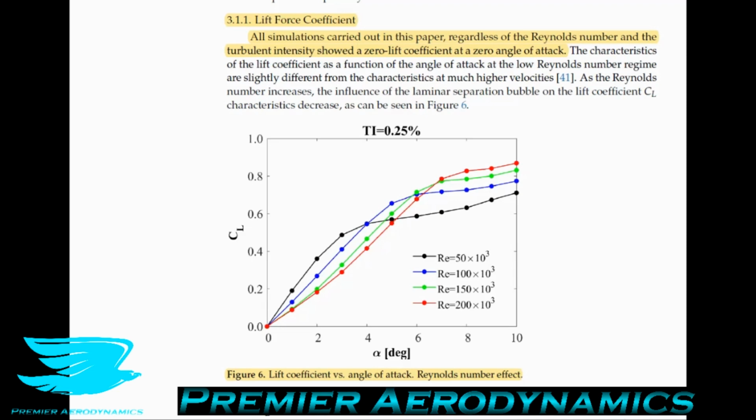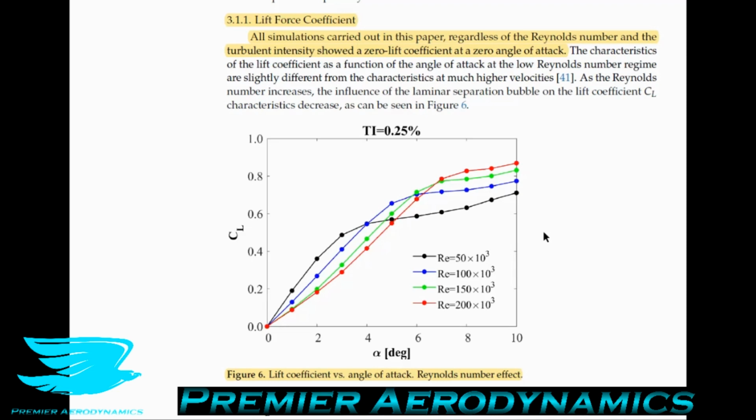So as the Reynolds number increases, the influence of the laminar separation bubble on the lift coefficient characteristics decreases, as shown in figure 6. So what do I mean here? For those of you listening to this, what we can see is a graph. Again, angle of attack is on the x-axis, lift coefficient on the y-axis, and the lift coefficients with different Reynolds numbers are plotted. When the Reynolds number is very low, so 50,000, that's the minimum, at low angles of attack, 2 or 3 degrees, the lift coefficient is much greater actually than any other Reynolds number. So why is this? Well, the main reason why is because of the laminar separation bubble.